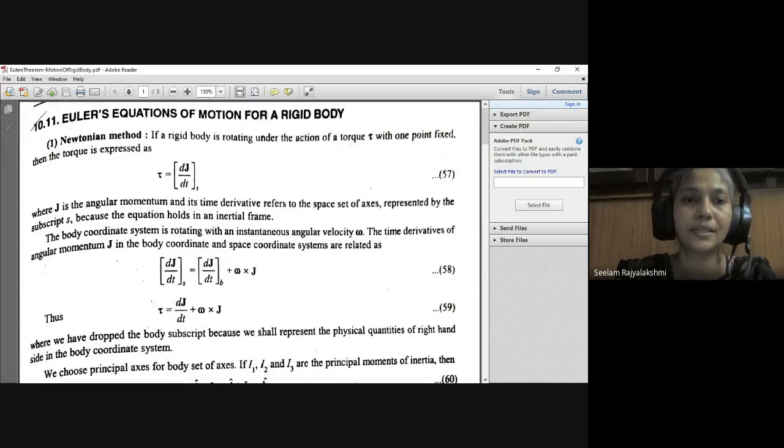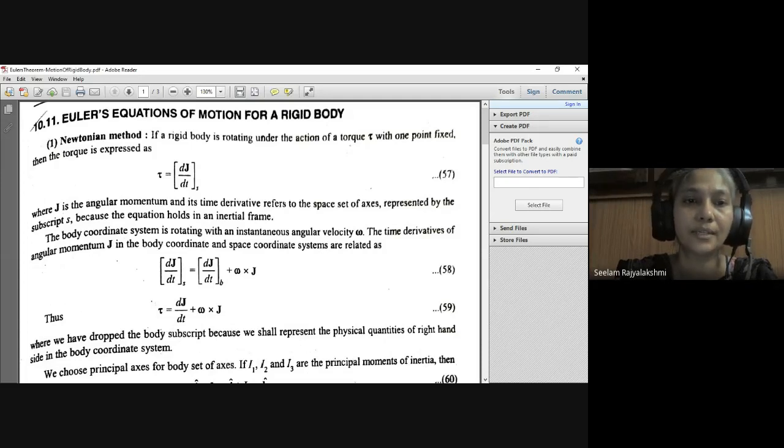Here let us consider a rigid body which is fixed at a particular point, and this rigid body is rotating under the action of a torque. The torque is expressed as tau equals dJ/dt with suffix s. J is the angular momentum and its time derivative refers to the space set of axes, which is represented by the subscript s, because the equation holds in an inertial frame.